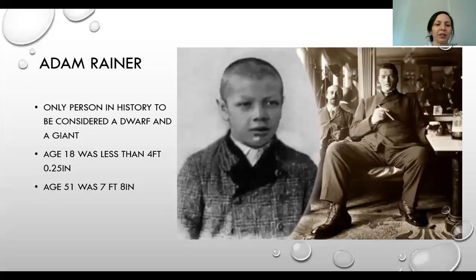Okay, so Adam Rainer I thought was an interesting character, so I thought I would add him into my little slideshow. He's actually the only person ever recorded in history to be considered both a dwarf and a giant. He was born in 1899 in Austria-Hungary, and at the age of 18, he measured 4 feet and a quarter inch. He had a pituitary tumor that they later diagnosed once he had passed away, but it caused him to have a dramatic growth spurt in adulthood, and he died at age 51, and he died at 7 feet 8 inches. So he went from 4 feet to 7 feet.